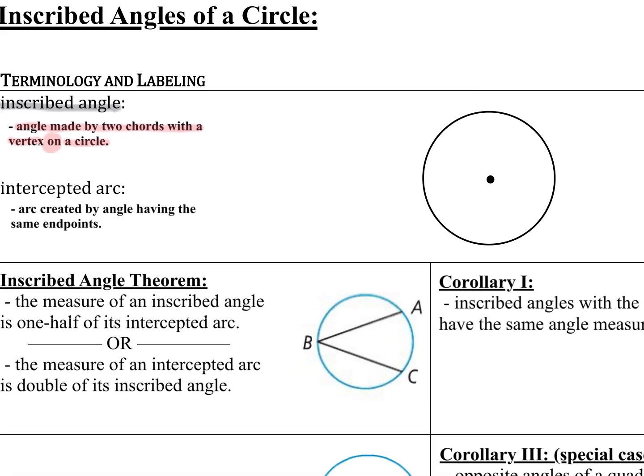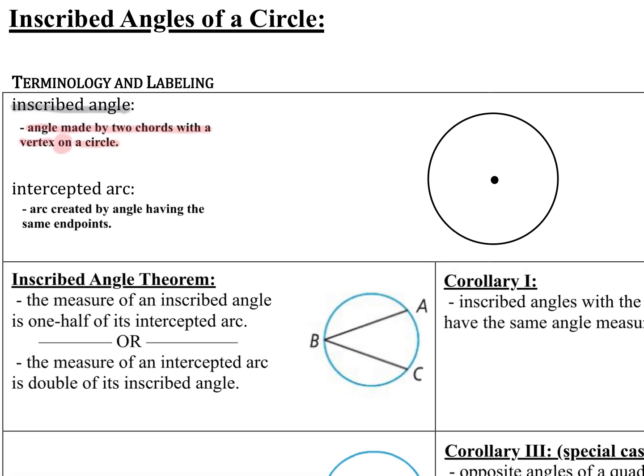Here, let's name this circle A. From this point, I'm going to create one chord, and then another one, and I'm going to put them together at one point. Now I'm going to label these points E, F, and G. If you look at this part, this is an angle made by two chords, and this is what you call your inscribed angle.